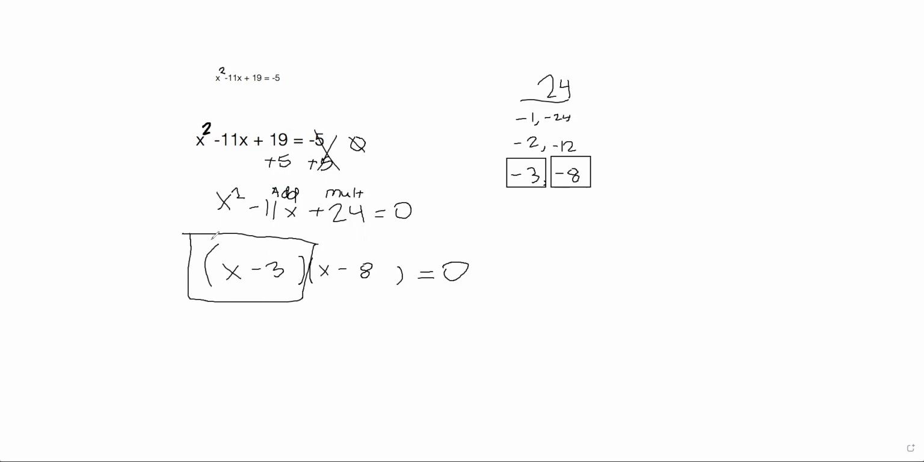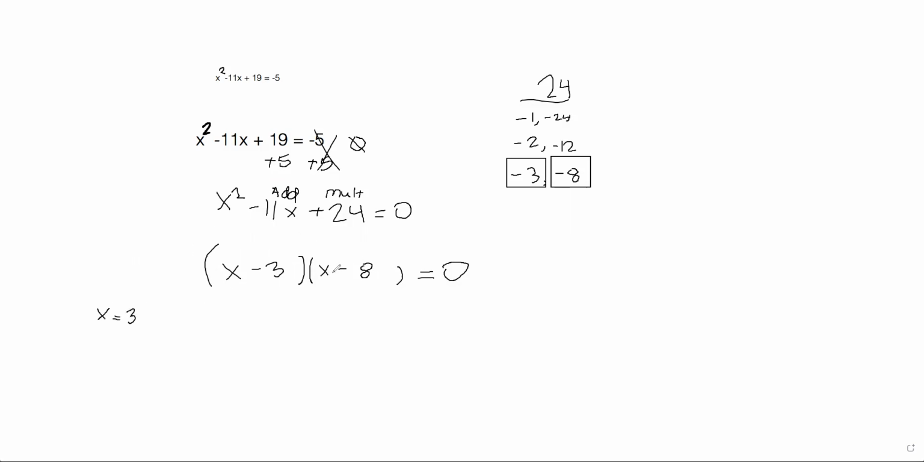So what does x have to be for the thing inside the box to be 0? If x is 3, the entire value of this box goes to 0. The whole thing becomes 0. We have our first solution. X has to be 3 for the first factor to be equal to 0.